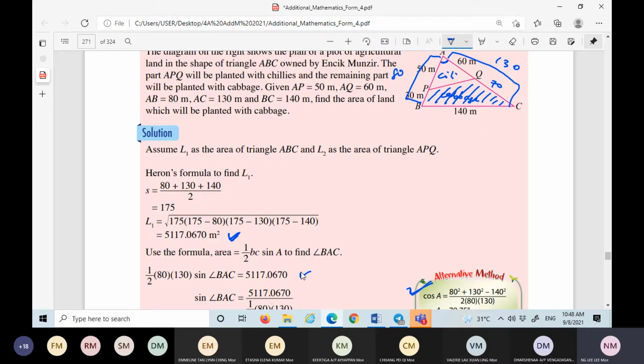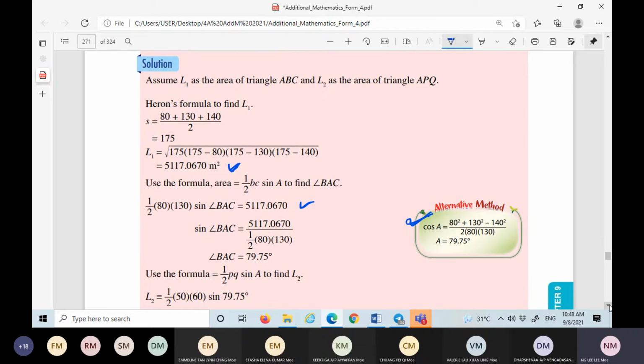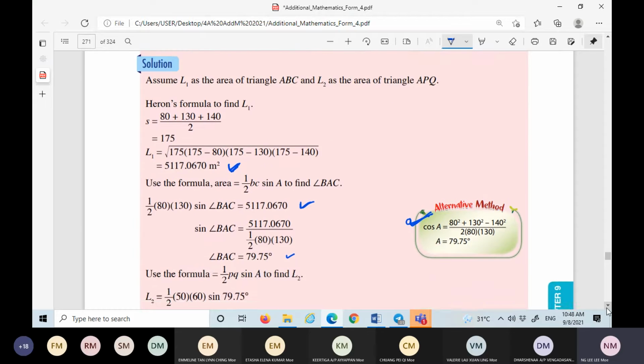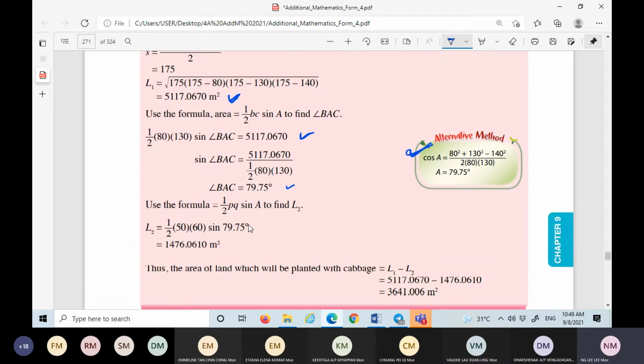There are two methods, you can use this way or this way. Then you get the angle A already. After you get the angle A, here you don't use Heron's formula for the smaller triangle's area. You have this angle, and these two lengths, and this will be the included angle. So you use the formula half AB sine C for the smaller triangle. Then you just use the bigger triangle minus the smaller triangle, the area. Then you get the answer.